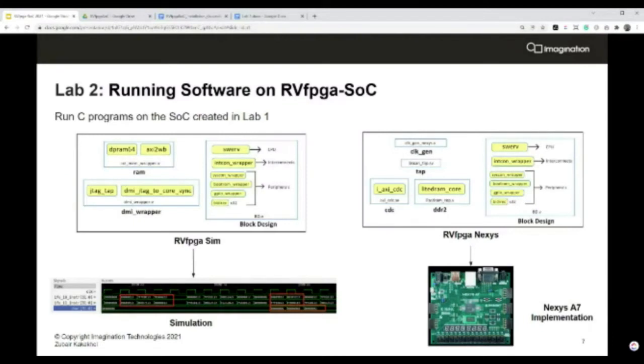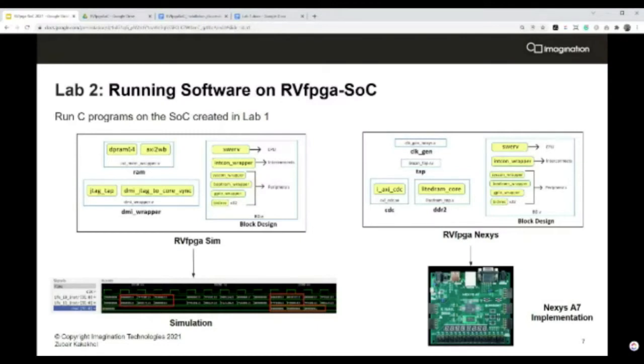Now generally we run software on the system on chip, and software written in C code. It's not necessary. There are other ways of designing RTL as well. However, in the SoC case, Lab 2 shows how to run software on the SoC that we just made, both in simulation and on the Nexus A7.